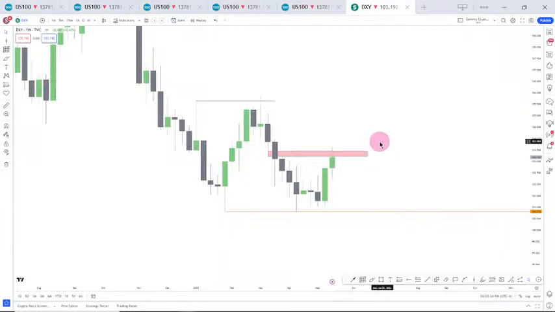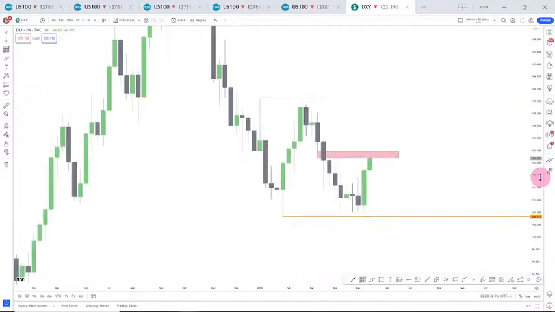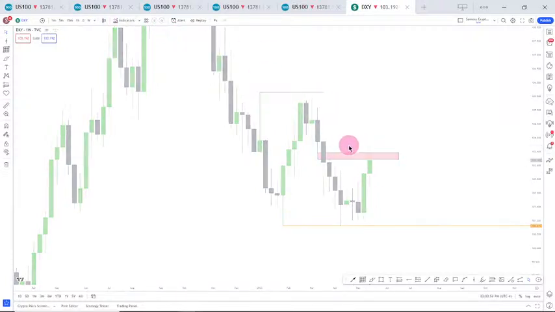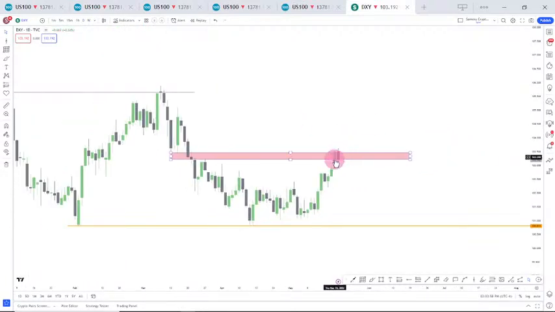So for dollar index, this was where we expected price to run into. This weekly fair value gap was a drawn liquidity for last week, and price perfectly traded into that. You can see on the daily time frame also what price is doing. Price traded into that FVG on Thursday, and on Friday it was already rejecting.